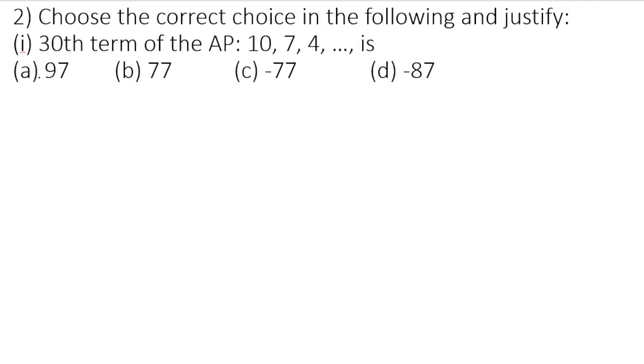So what is given? There is one AP, and the first term of the AP is 10. D we don't know, we have to find D. So how to find it? A2 minus A1. A2 is 7, so I'll write here A2 is 7. So 7 minus 10, the answer is minus 3. D is minus 3.